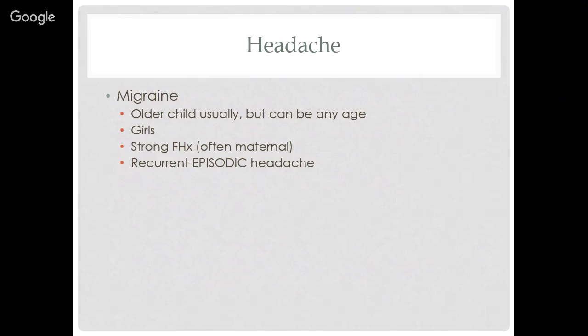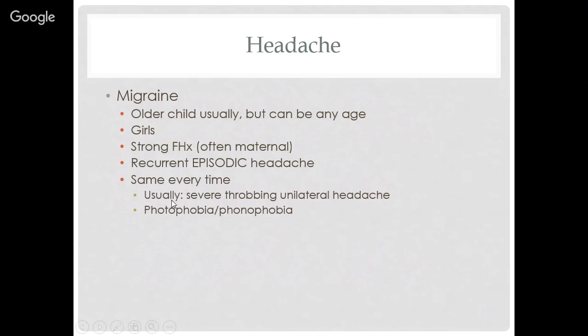Because it was the dad that brought them in, you say, does anyone else get headaches in your family? He said, oh yeah, my wife does. Oh, do you want to tell me? You have to ask, can you tell me more about the headaches, just to get an idea that they're all migraine headaches. So family history, it's a recurrent episodic headache. Like I said, it's the same every time as well. And usually severe throbbing, commonly unilateral, can be bilateral headache, photophobia, phonophobia.